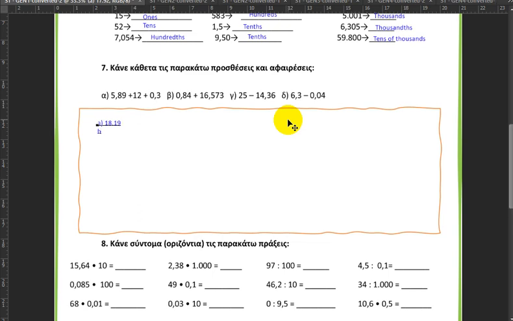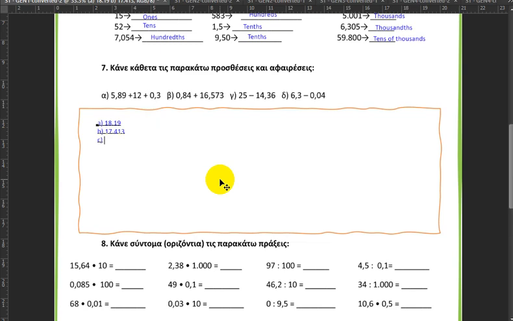Yep. B is, all right, let's see, 16.573, and then we add a 4 here, so it becomes 11, 1 carry 1, and then 5 and 8 makes 13, plus 1 that I carry over makes 14, and then the 6 becomes 7, so 17.413. C, 25 minus 14.36.